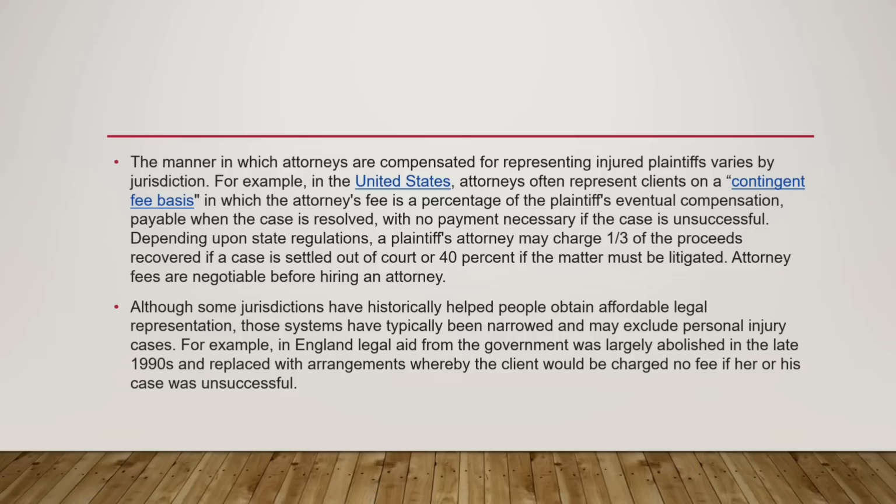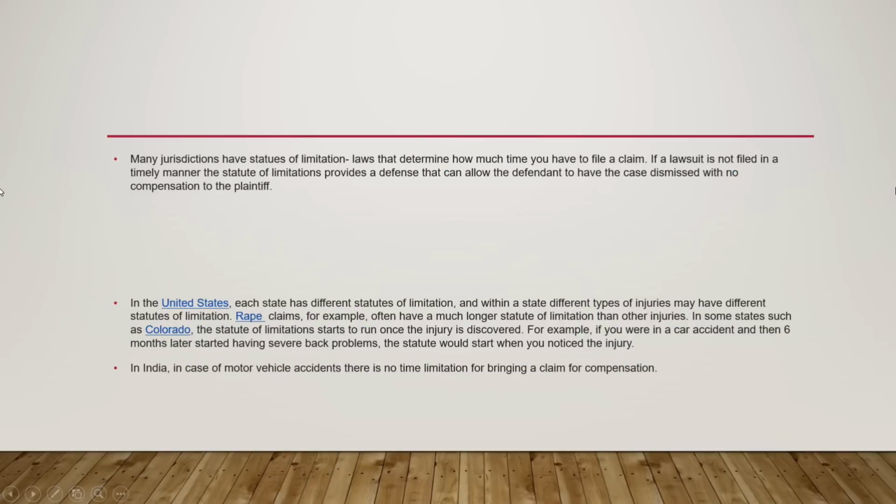Although some jurisdictions have historically helped people obtain affordable legal representation, those systems have typically been narrowed and may exclude personal injury cases. For example, in England, legal aid from the government was largely abolished in the late 1990s and replaced with arrangements whereby the client would be charged no fee if her or his case was unsuccessful.